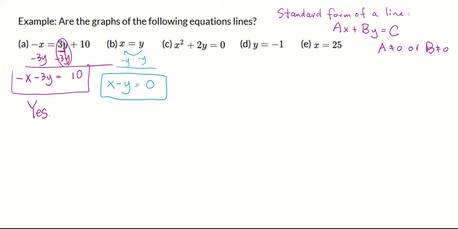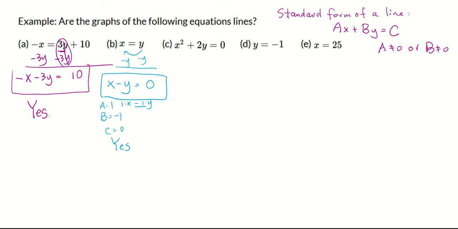So this is in the standard form of a line, right? What is a? A is 1, right? It's 1 times x. And what is b? B is negative 1, right? Because it's negative 1 times y. So b is negative 1, where c is 0. So it does satisfy the standard form of a line. That means, yes, this equation is also a line.